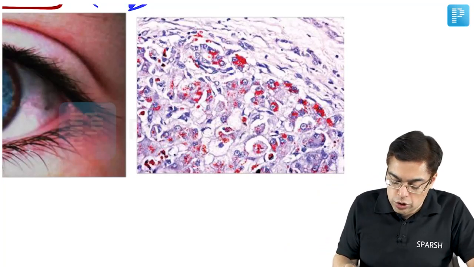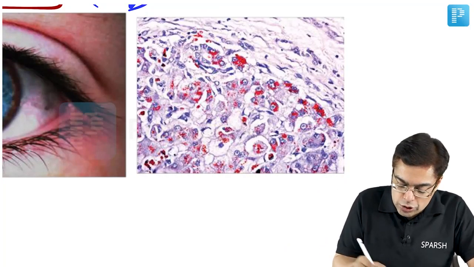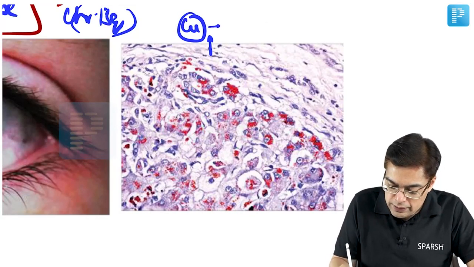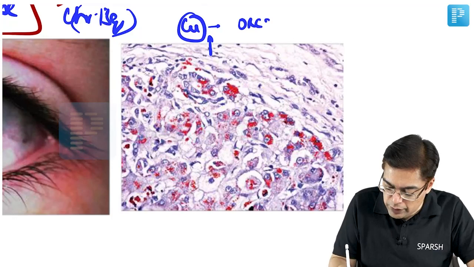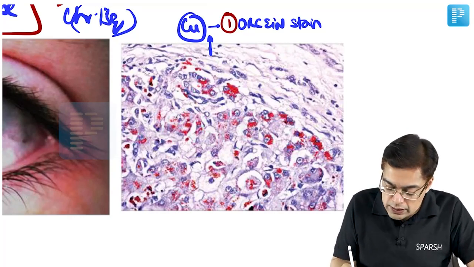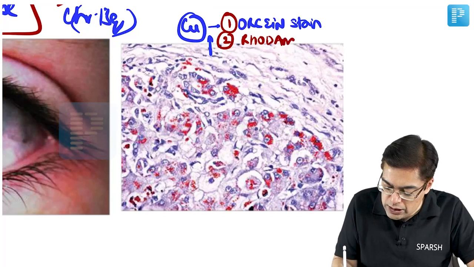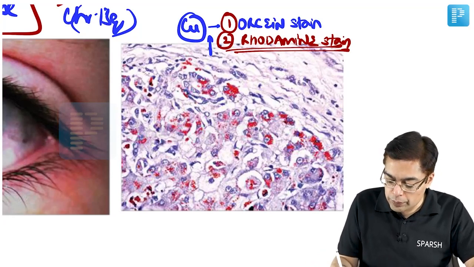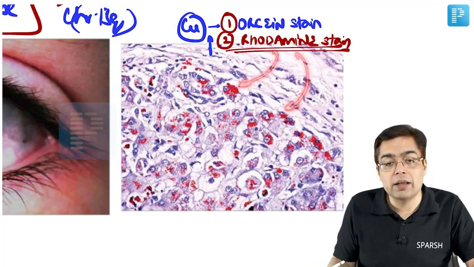So far as the deposition of copper in the hepatic tissue is concerned, it can be picked up with the help of special stains, and the kind of special stain that is loved by your examiner is stain number 1, which I have talked about with you in the main video section. And stain number 2 that you need to have an idea of is the rhodanine stain. In fact, it is the rhodanine stain which gives the copper a reddish brown appearance, which you can appreciate very clearly.